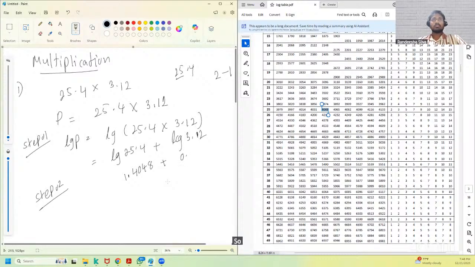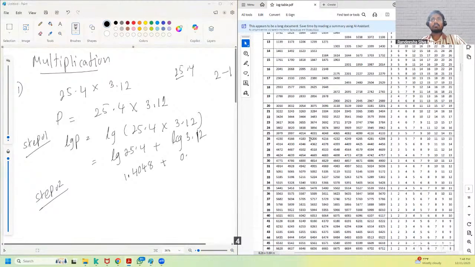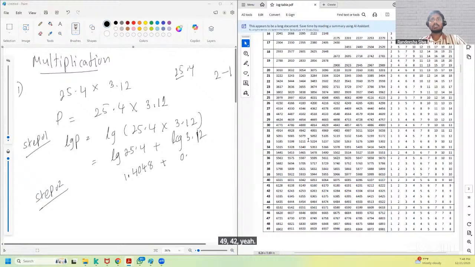So it will be the 31st row and the second column. The 31st row, second column is this: 49, 42. Yeah. 31st row, second column, 49, 42. So it's 0 point 49, 42.